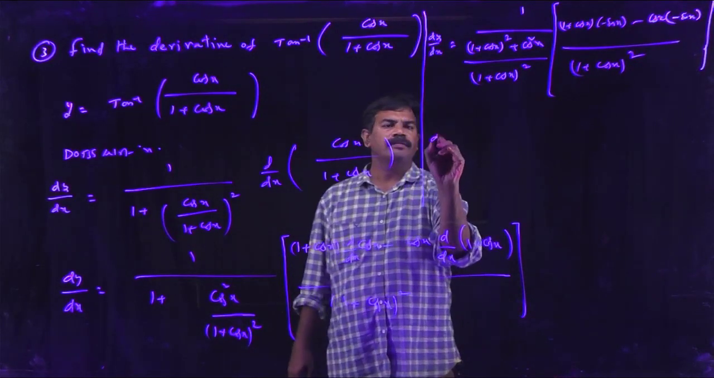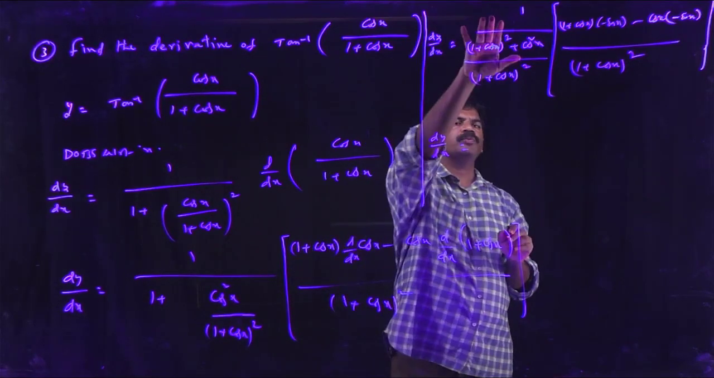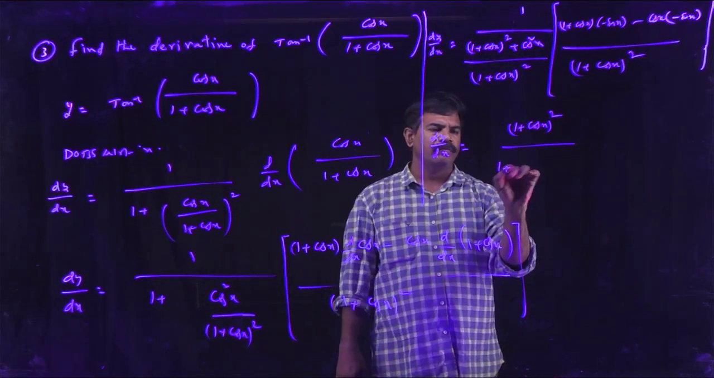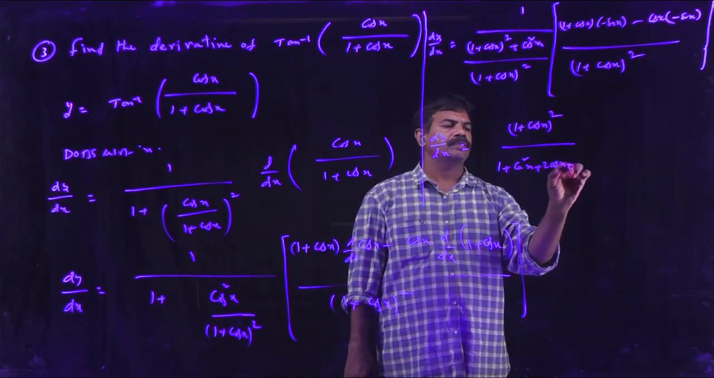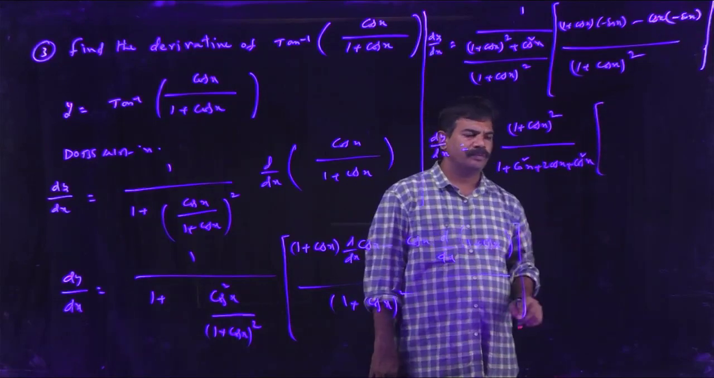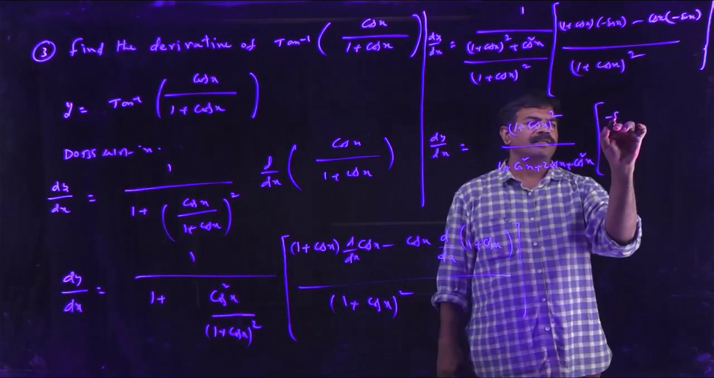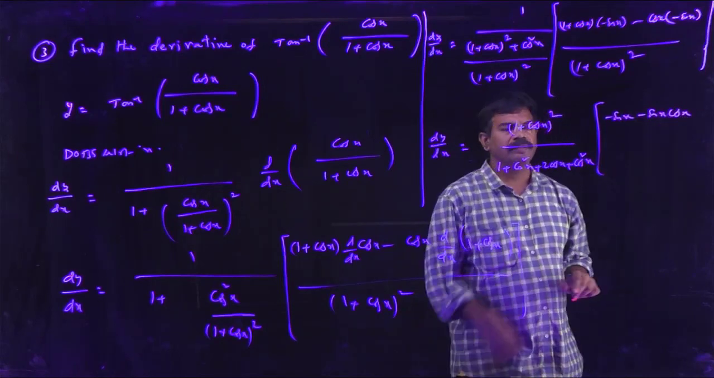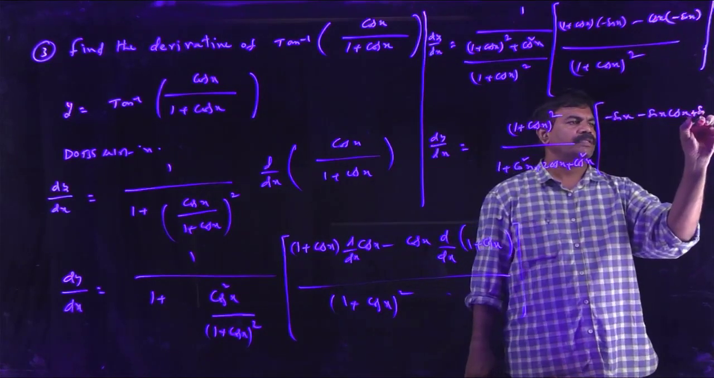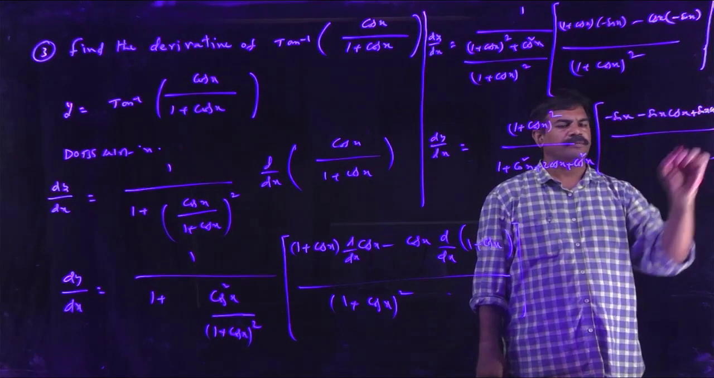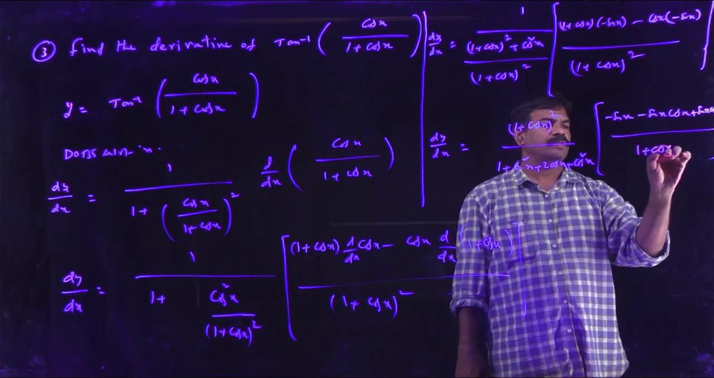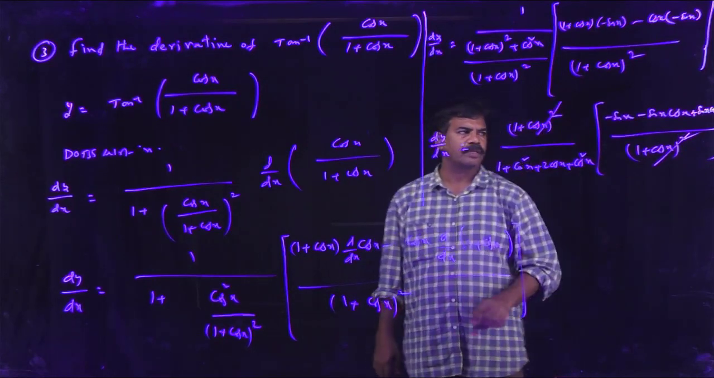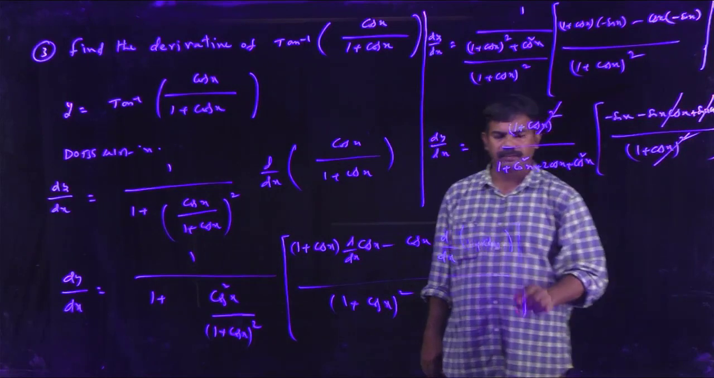dy by dx is equal to, so this goes to numerator, that is 1 plus cos x whole square by, now expanding this one, 1 plus cos square x plus 2 cos x plus cos square x into minus sin x into 1 minus sin x minus sin x into cos x minus sin x cos x, minus into minus plus sin x into cos x, by 1 plus cos x whole square. 1 plus cos x whole square cancels. And plus sin x cos x minus sin x cos x cancel.